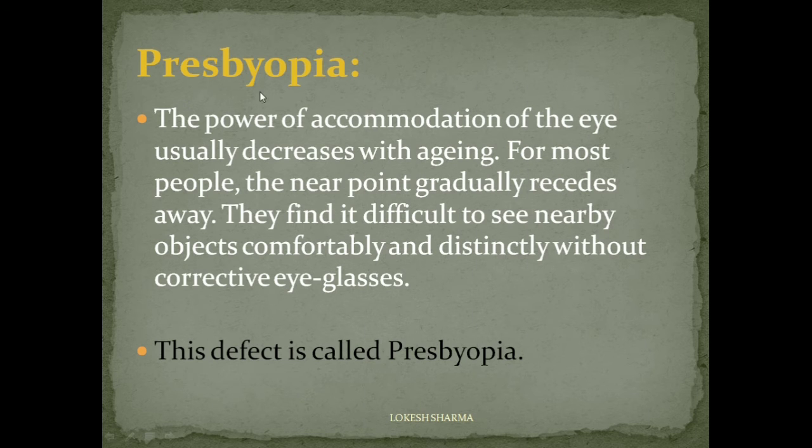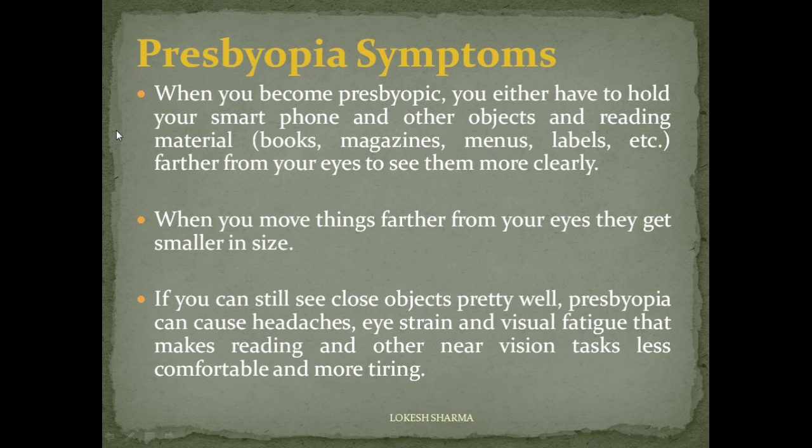Now the next refractive defect is presbyopia. The power of accommodation of the eye usually decreases with aging. For most people the near point gradually recedes away. They find it difficult to see nearby objects comfortably and distinctly without corrective eyeglasses. This defect is called presbyopia.